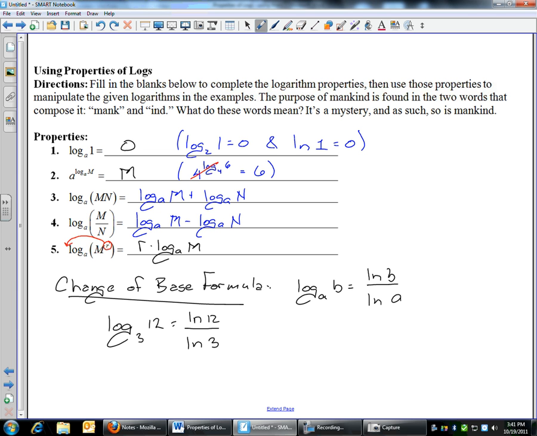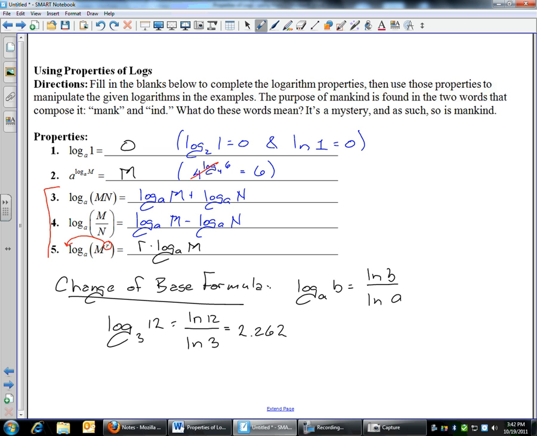ln 12 divided by ln 3, and you get 2.262. So you can punch weird bases in the calculator. You just have to use the change of base formula.